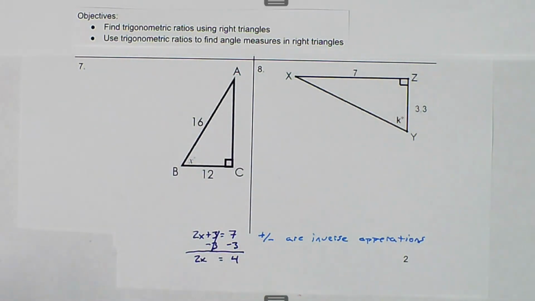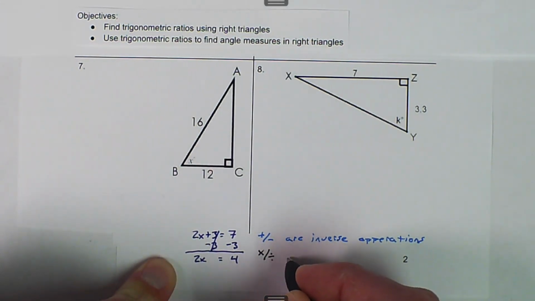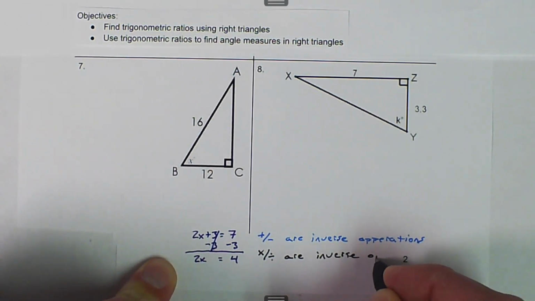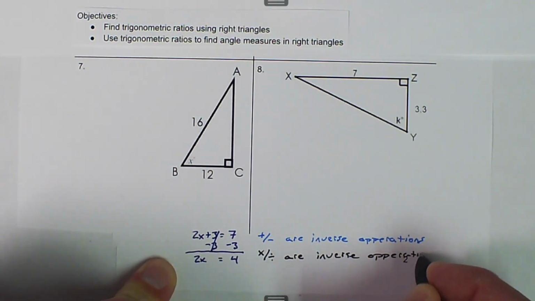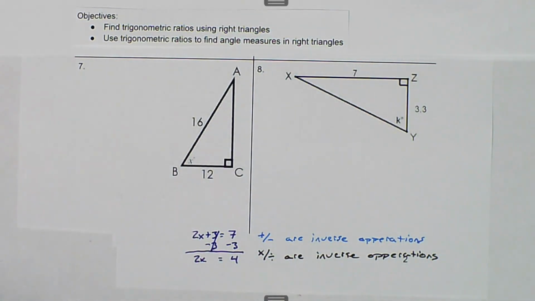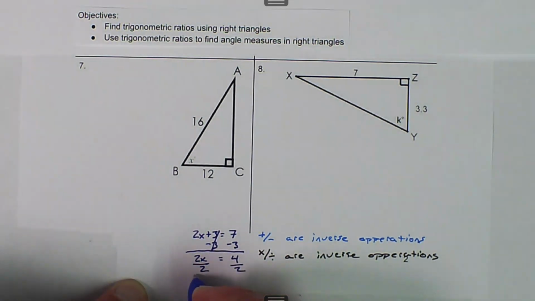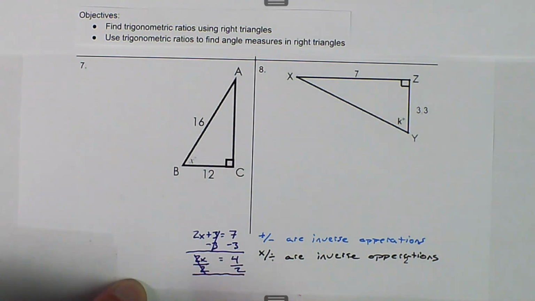So now we have the operation of multiplication, and we know that multiplication and division are inverse operations. The way that we get rid of multiplication is we divide both sides of the equation by 2. So our 2's cancel, left with 1, so that's going to be 1x, and that's going to be equal to 2. So that's how we solve using inverse operations.